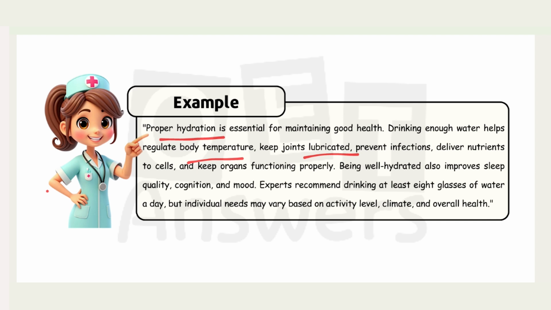Next, and keeps the organs functioning properly. Underline the words keeps organs functioning properly. So drinking water is not only for thirst control, but also for organ functioning, right? Being well hydrated also improves sleep. So besides the physiological system, it also works in the cognition area: improved sleep quality, cognition, mood. In your psychological state also, drinking enough water has a vital place.